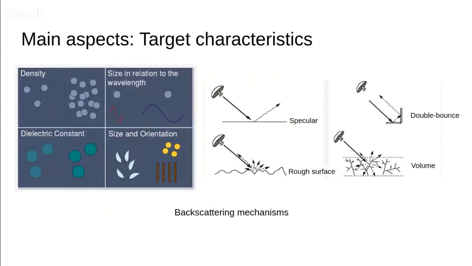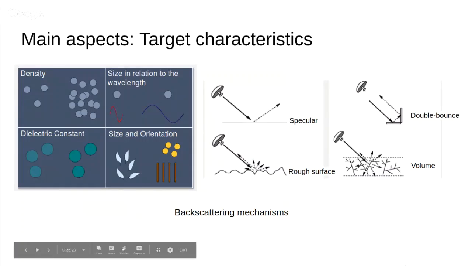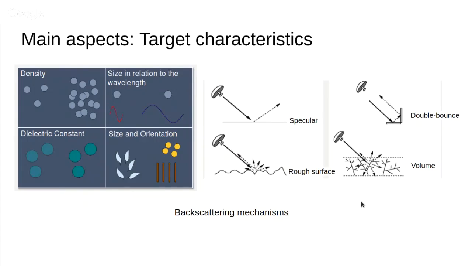The other aspect is the target characteristics, which is in the next slide. Main aspects, target characteristics. This will determine the various backscattering mechanisms. On the right side is a cartoon showing four main kinds of backscattering. If you have a smooth surface, the reflection might be almost perfect reflection, and that will be specular backscatter because hardly anything comes back into the sensor. Almost everything reflects away from the sensor.